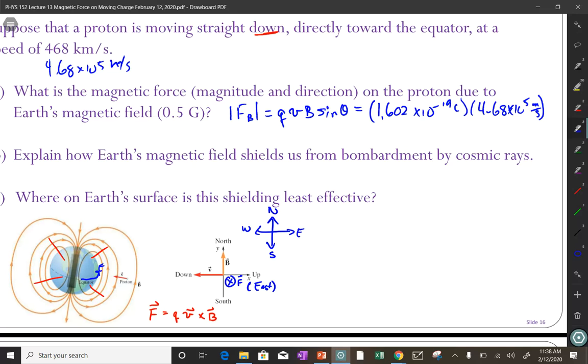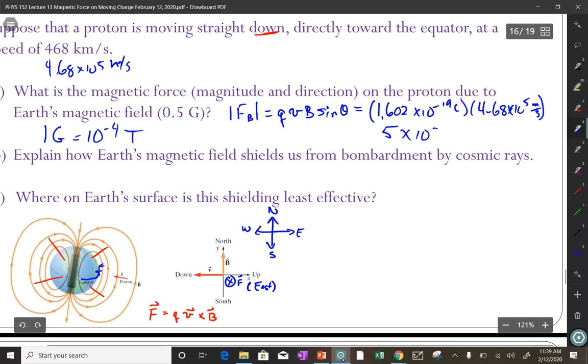That's going to be very low. Yes. 1 Gauss is 10 to the minus 4 Tesla. Half of 10 to the minus 4 is 0.5 times 10 to the minus 4, or 5 times 10 to the minus 5. So we multiply that all together in our calculator. Somebody want to punch that up real quick? I did do it before class, but I don't remember what the answer was.